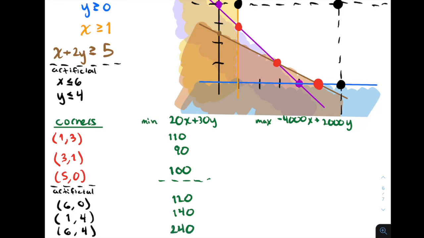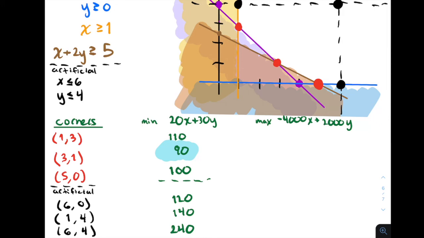Because we're trying to minimize our objective function, our optimal corner is the second original corner of (3, 1), which gives the optimal value of 90. Because this is an original corner, this will classify as an optimal solution for the objective function.